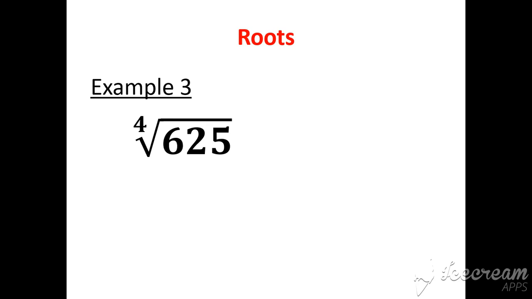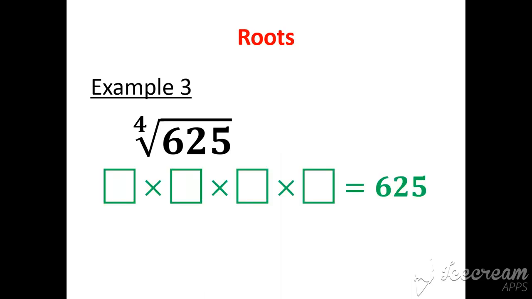Right, what about things higher than a power of 3? Nth root. Here's an example, the fourth root of 625, which means something times something times something times something is 625. Well, the answer is 5. 5 times 5 times 5 times 5 is 625.